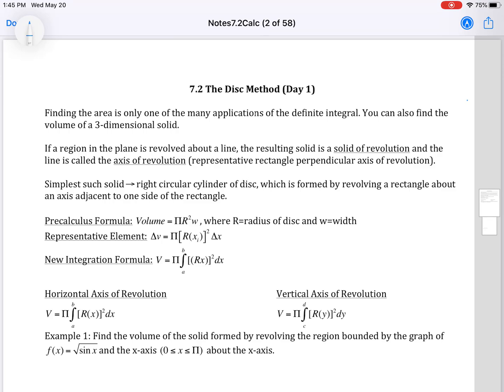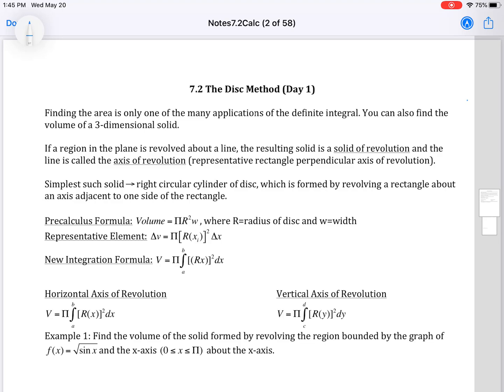All right, two lessons left to go in the entire calculus curriculum. We're going to talk about volume now, and there are two methods with volume: disk and washer. We're going to talk about disk this week, and then we'll focus on washer next week. Finding the area is only one of the many applications of the definite integral.